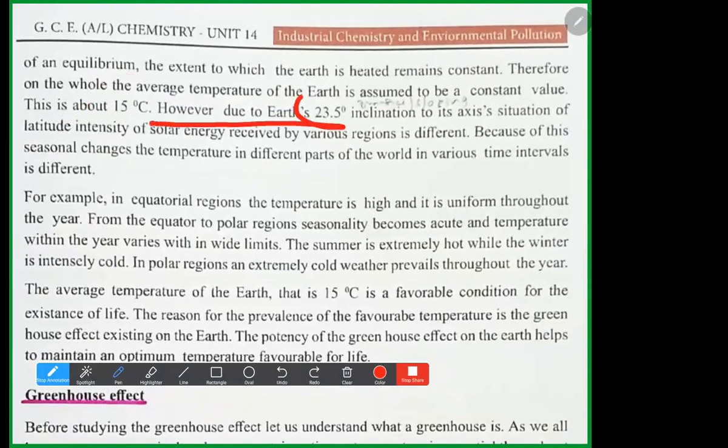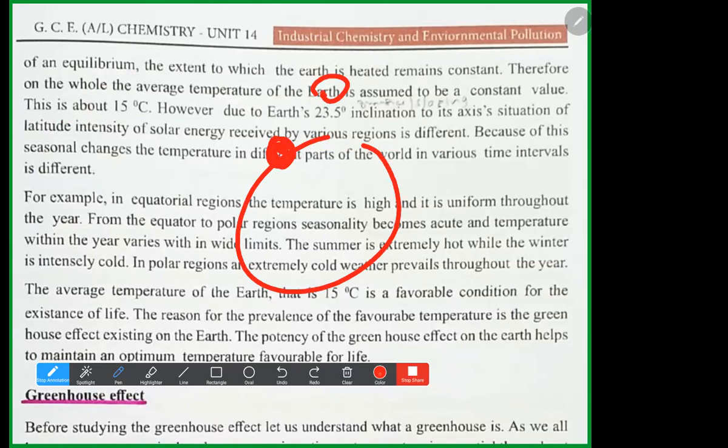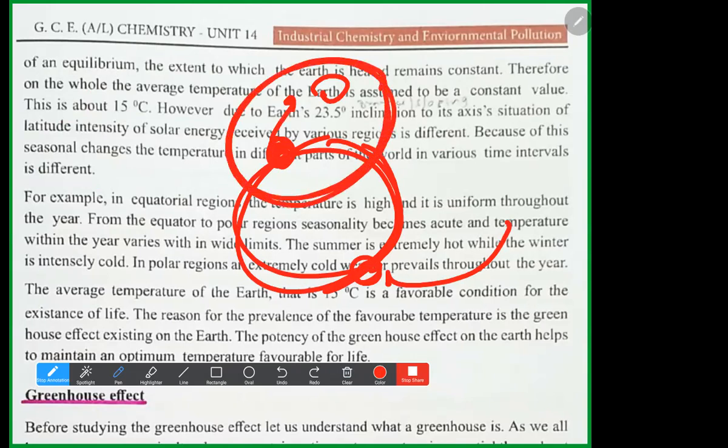However, due to the Earth's 23.5 degree inclination to its axis, the intensity of solar energy received by various regions is different. Because of this, seasonal changes of temperature in different parts of the world at various time intervals are different. As an example, I lived in Canada. If this is the sun, let's say this is Canada. When Canada is away from the sun, on this side, it's getting very, very cold. And when it is getting closer to the sun, it's very, very hot. I'm not even going out at that time because it's burning our skin and everything.